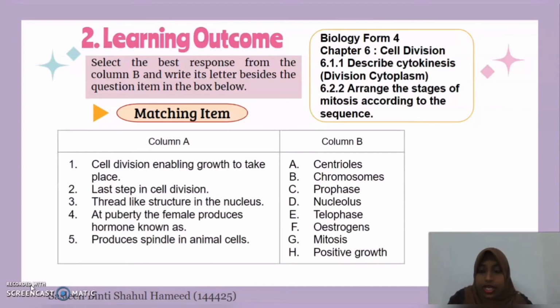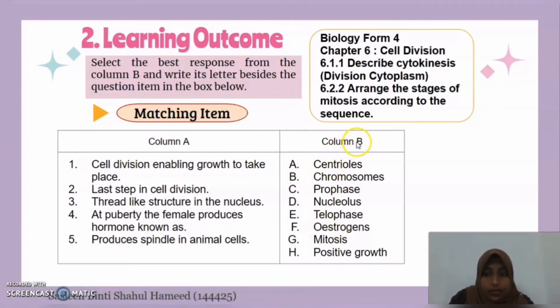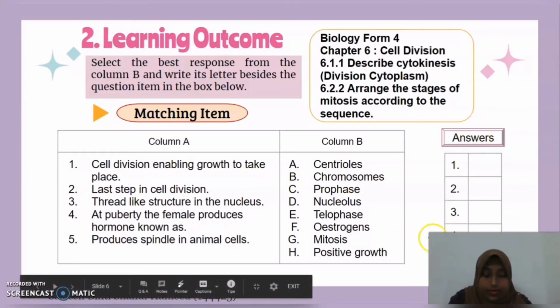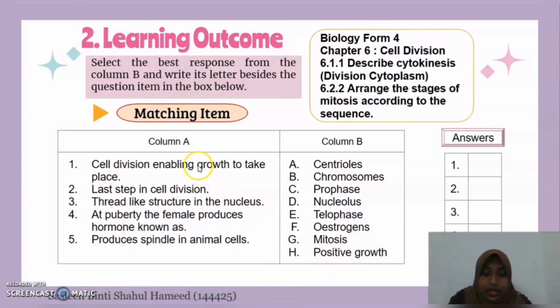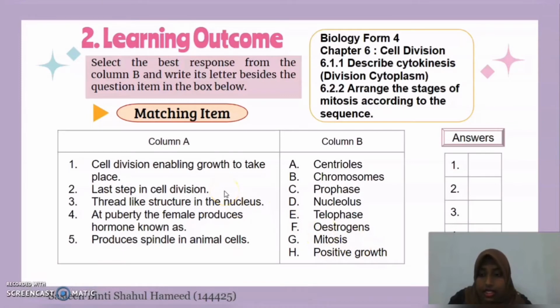Okay, now we can see 5 questions given in column A and 8 options given in column B. The first question is cell division enabling growth to take place. You can write the answer in the answer column. So the answer for question 1 is H, positive growth. And then the second question is last step in cell division. The last step in cell division is E, telophase.